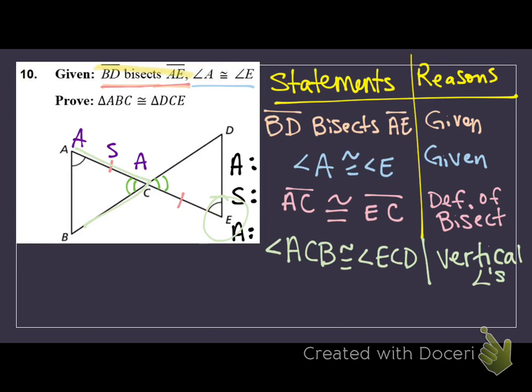So we have angle, side, angle. We've proven that. You don't have to write ASA down the side, but it just helps me keep track of have I actually proven it. But we just proved the triangle ABC was congruent to triangle DCE, and we proved it by angle, side, angle.